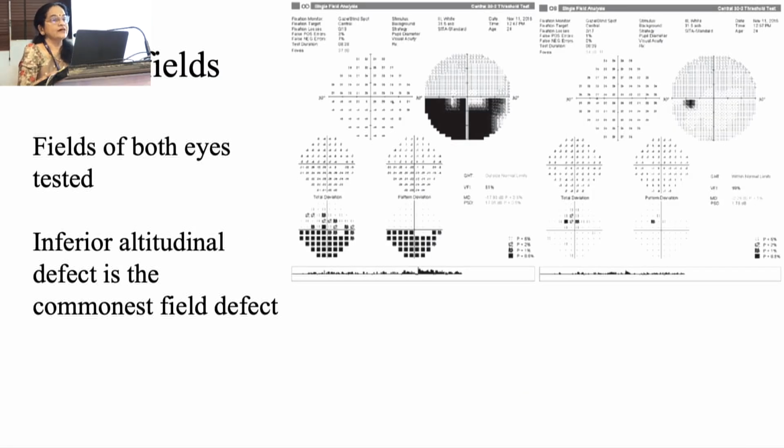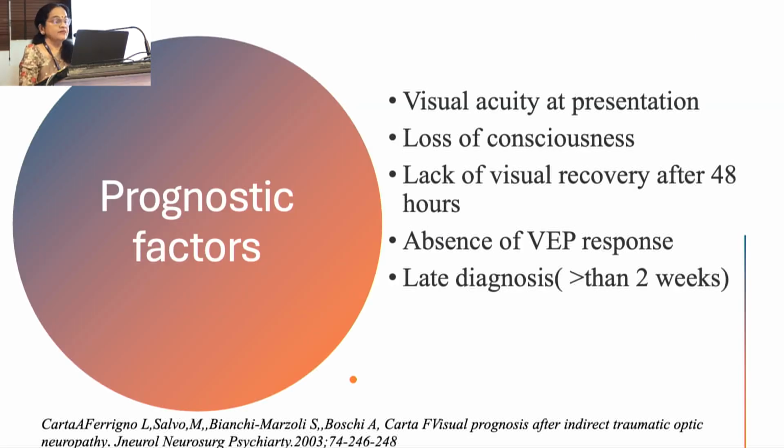Field defects, it is ideal to take fields of both eyes because rarely you may have a severe trauma involving the optic chiasma also. Inferior altitudinal defect corresponding to the superior part of the optic nerve involved is the usual or the commonest field defect. These are the bad prognostic features.